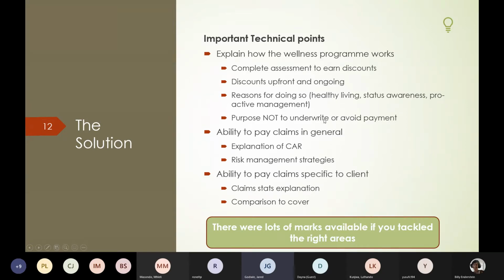And then you had to show why isn't it? Because we are very financially strong. We are able to pay claims. Look at our history of claims payment. Look at our capital adequacy ratio.